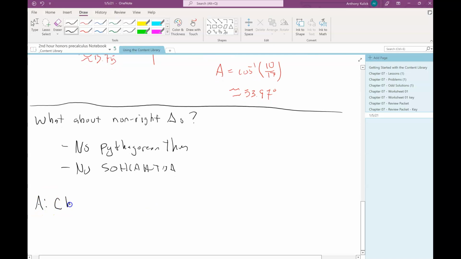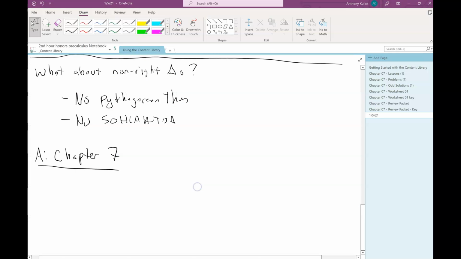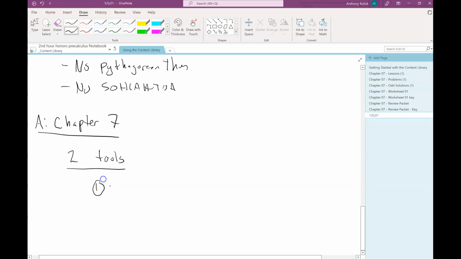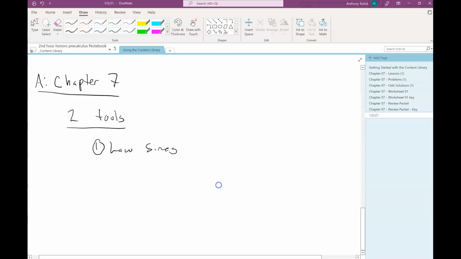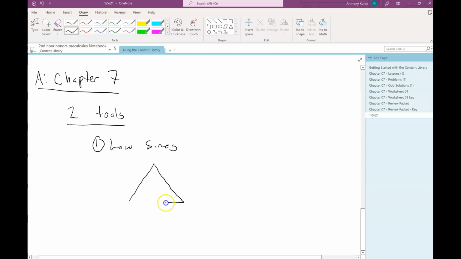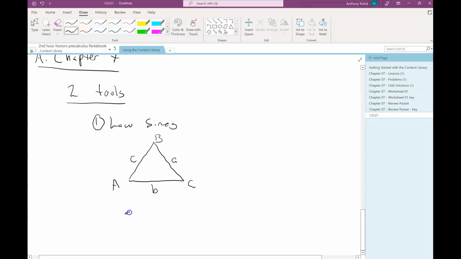Well, the answer is going to be what we develop in Chapter 7. Okay? So in Chapter 7, we're going to look at two tools. The first one is the law of sines. What the law of sines says is, for any triangle, right or not right triangle, the following holds.